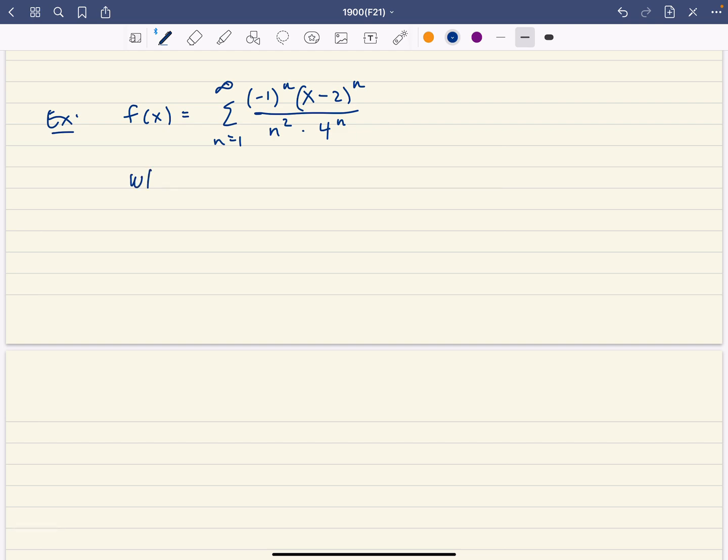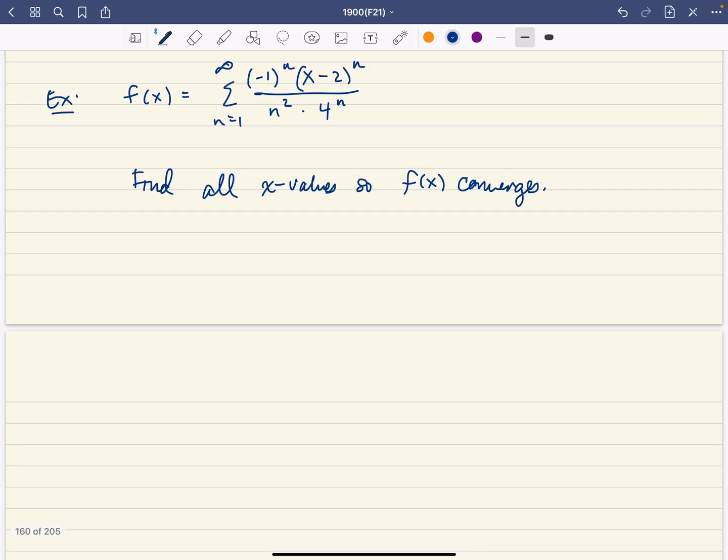I should actually write that. Find all the x values. That's what we did in the previous case. That's what I want to do here. Find all the x values so that f of x converges. What we can do is apply the ratio test or the root test, whichever is better for the given function. In this case, let's do the root test.